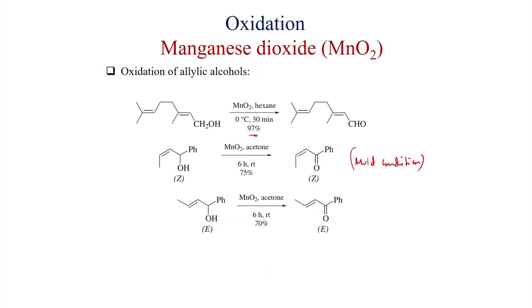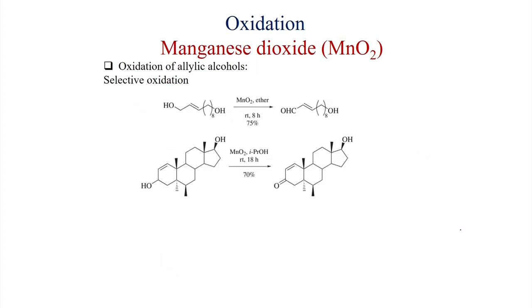Also, this is an E-allylic secondary alcohol, which is also converted to the E-enone selectively, and here the yield is 70%. Also, there is a diyne motif and a secondary allylic alcohol. So, MnO2, chloroform, room temperature, 96 hours, it gives selectively this product. The diyne is not disturbed under this condition.